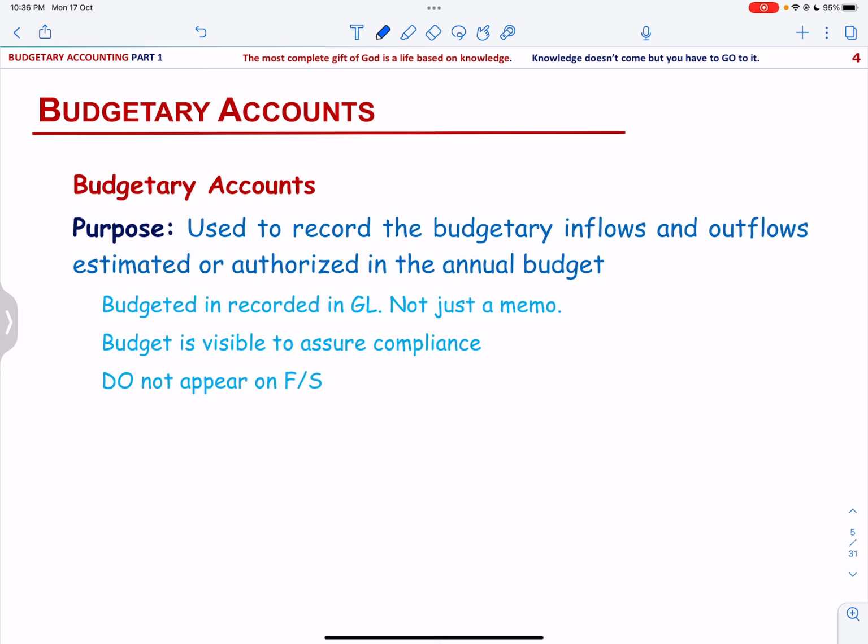Budgetary accounts are the accounts of the budget. It is a record of the budgetary inflows and outflows that are estimated or authorized in the annual budget. Budget is a record in the general ledger and is not just a memo. This is important in governmental accounting because the government wants to promote the budget. They want the citizens to know the operations of the government. However, please note that it is a part of the general ledger, but it's not a part of the financial statement, and we will explain this later in this video.